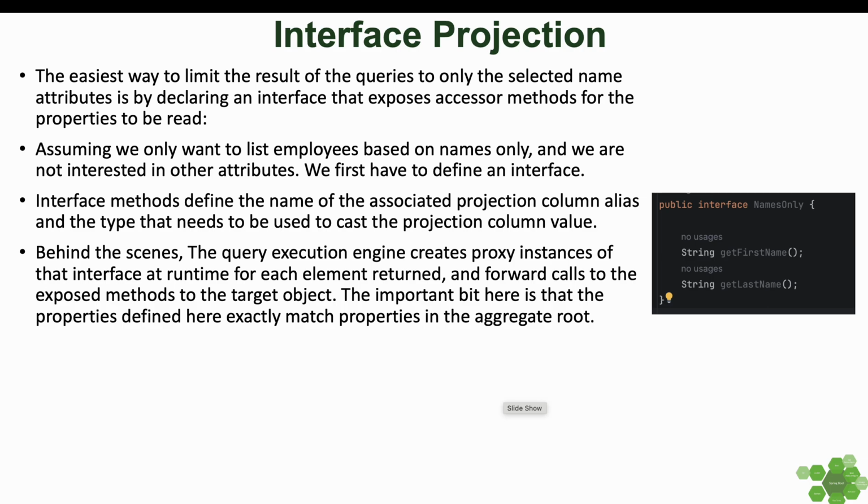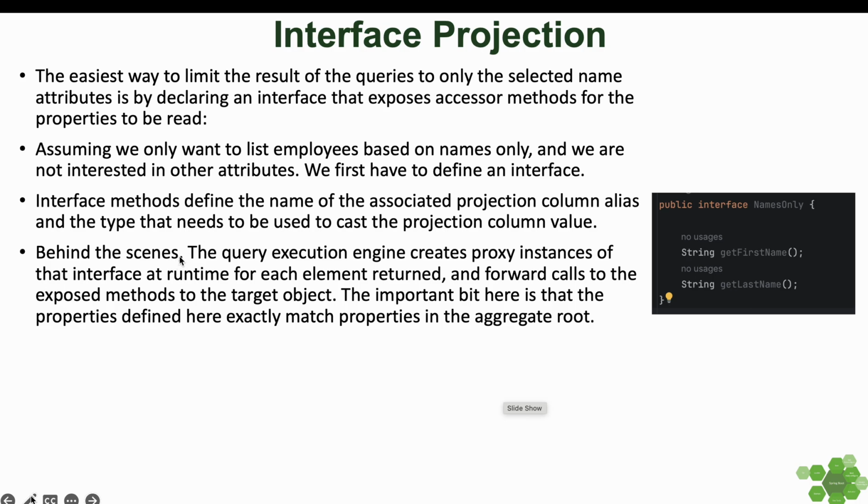We first have to define an interface. As we see here, we have interface NamesOnly. Then we say String getFirstName, String getLastName. The names of these methods must match the accessor names of your root entity. So interface methods define the name of the projection column, alias, and the type that needs to be used to cast the projection column value.